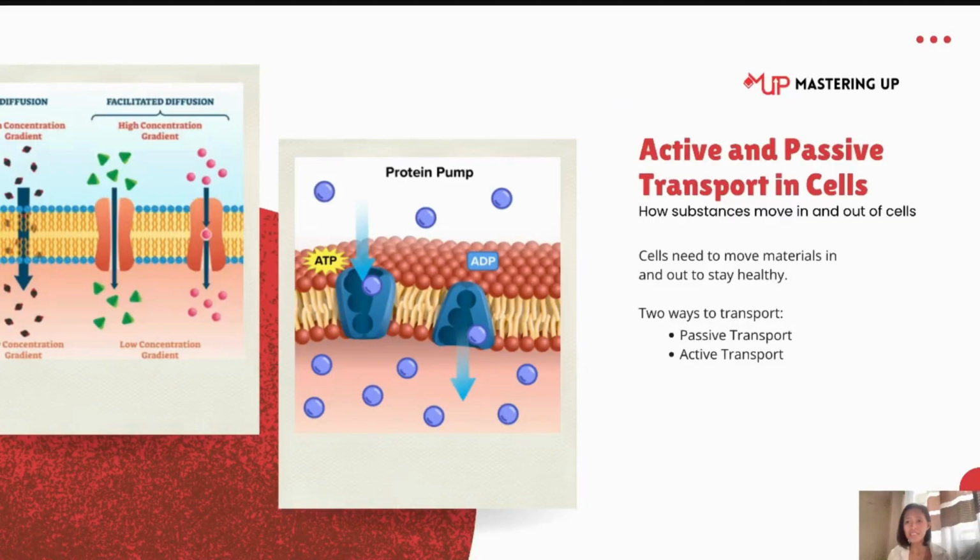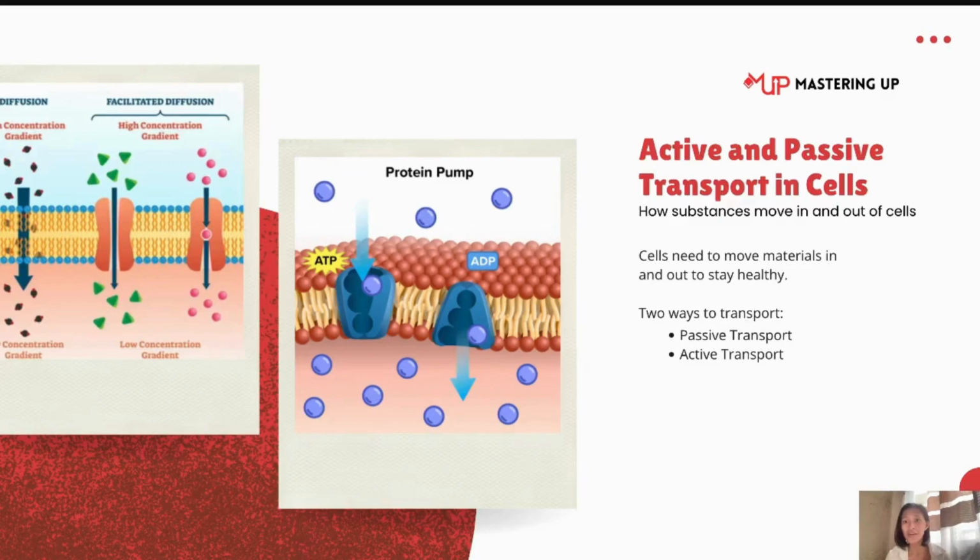There are two main systems through which substances move in and out of cells. Passive transport. This is the movement of substances without the use of energy. It happens naturally, relying on the concentration gradient, the difference in the amount of a substance between two areas.